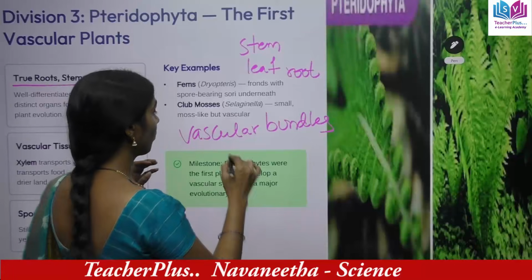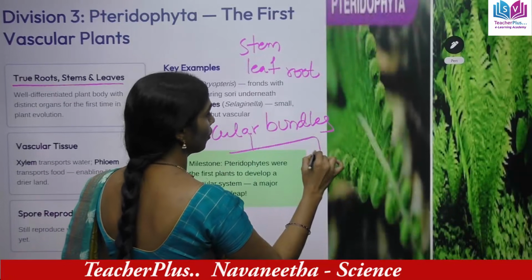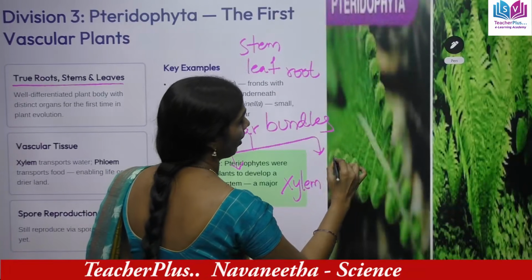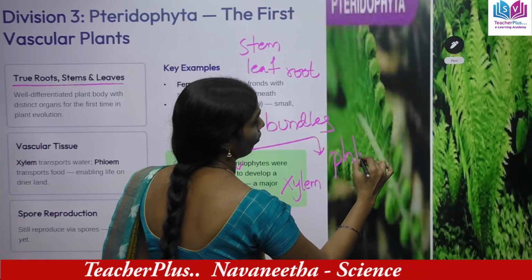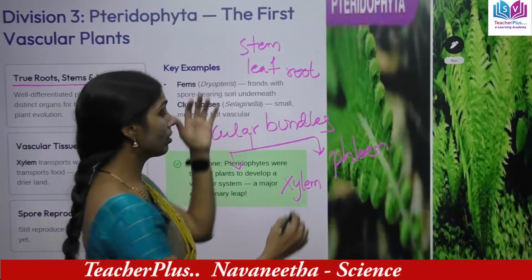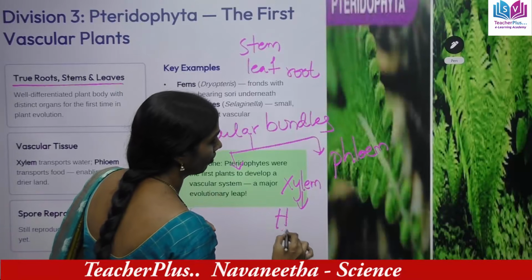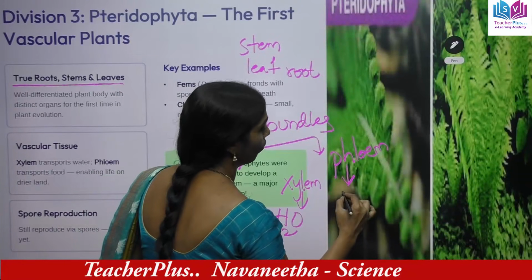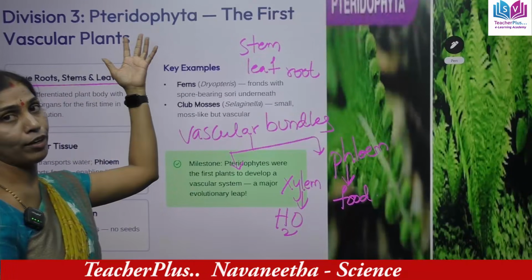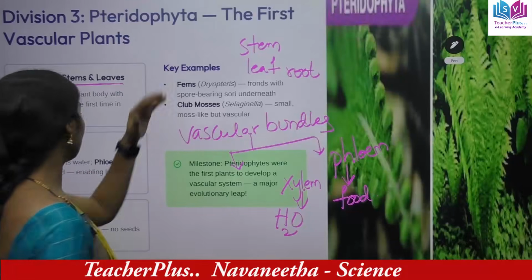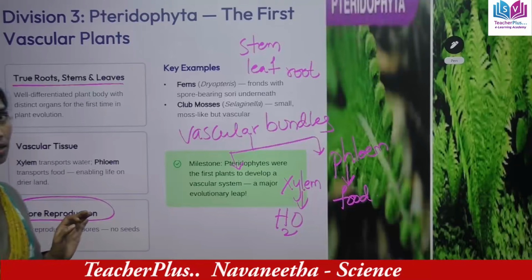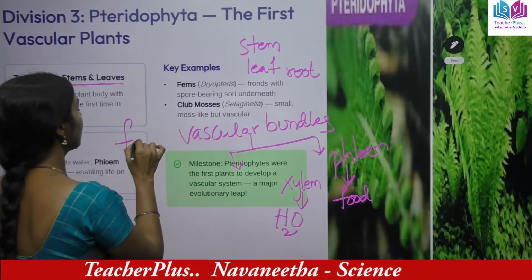Vascular bundles means the two major tissues, xylem and phloem. These tissues are developed in the pteridophyta plants. Xylem transports water, okay, and phloem transports food. Vascular plants are pteridophytas, and these are the true plants. And these reproduce through spores. And the best example is ferns.